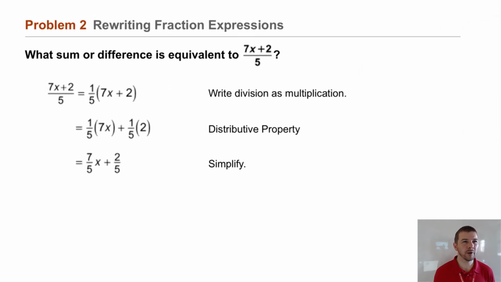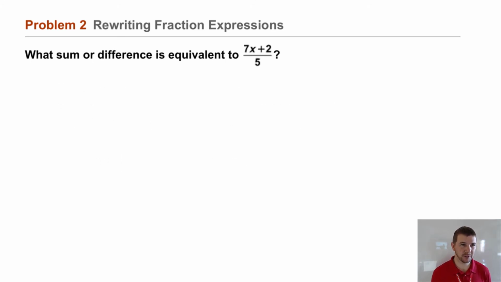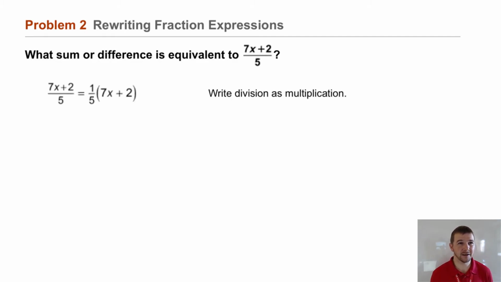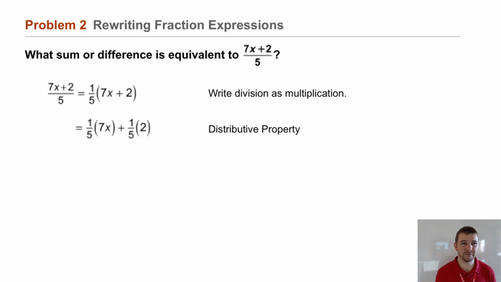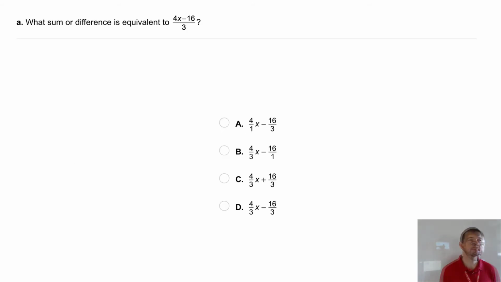Problem 2. Rewriting fraction expressions. What sum or difference is equivalent to (7x plus 2) over 5? Well, first we can write division as multiplication and rewrite our fraction (7x plus 2) over 5 as 1/5 times (7x plus 2). Then we use the distributive property to rewrite as 1/5 times 7x plus 1/5 times 2, and finally simplify: 7/5 x plus 2/5.